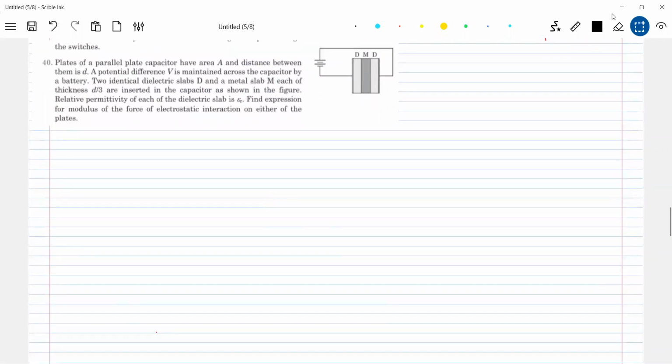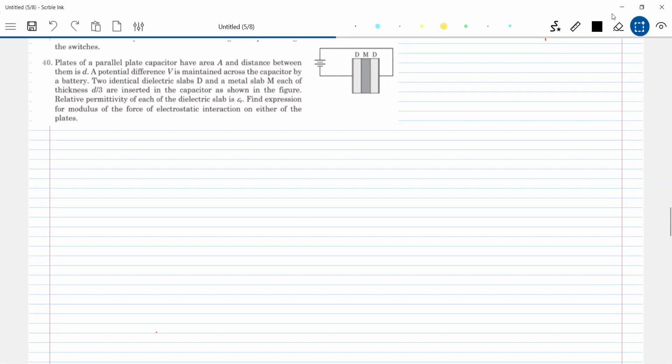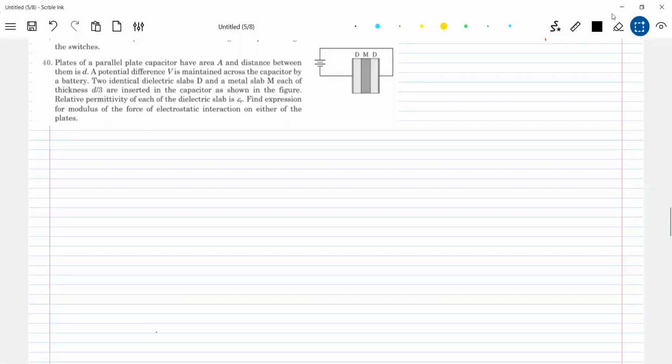Plates of a parallel plate capacitor have area A and the distance between them is D. Potential difference V is maintained across the capacitor. Two identical dielectric slabs D and a metal slab M, each of thickness D by 3, are inserted. So what is the force of interaction between the plates of the capacitor? What will happen to it is what is being asked.